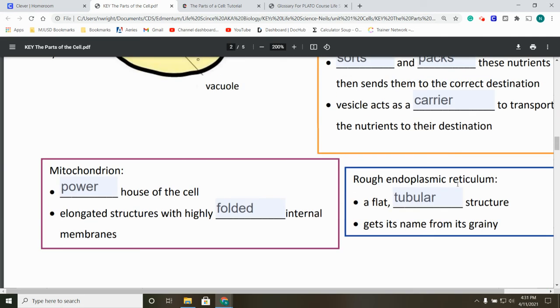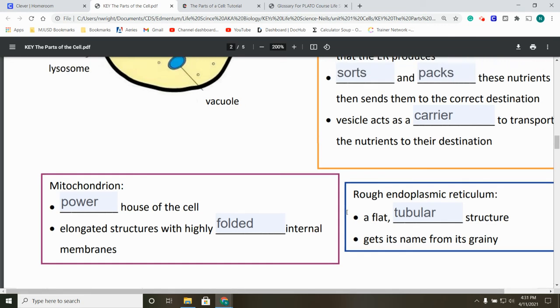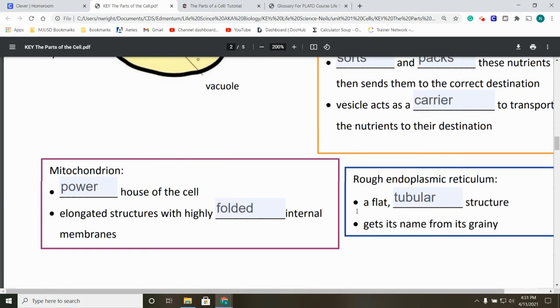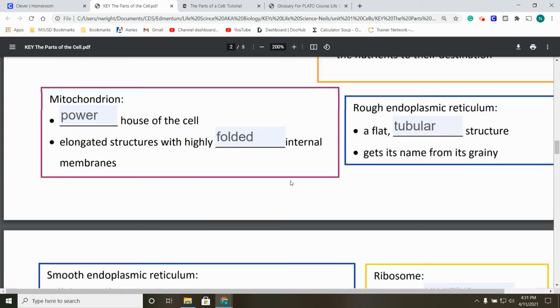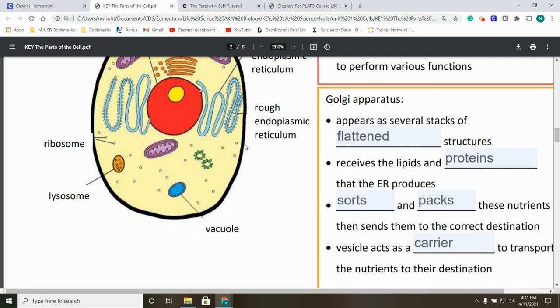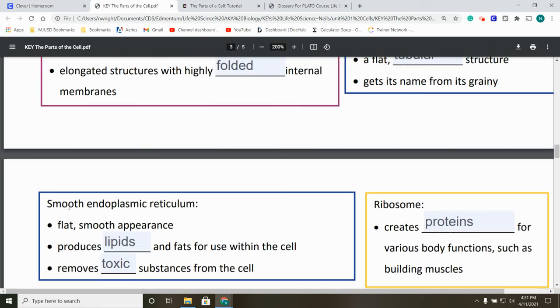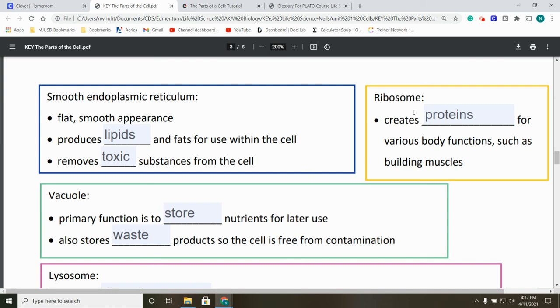The rough endoplasmic reticulum is a flat tubular structure. It gets its name from the grainy parts on the cell, the ribosomes. I think that's what it was on the edge of the cells. I'd have to check that in the lesson. Smooth endoplasmic reticulum is flat, smooth in appearance, produces lipids and fats for use within the cell. It removes toxic substances from the cell. Ribosomes create proteins for various body functions, such as building muscles.